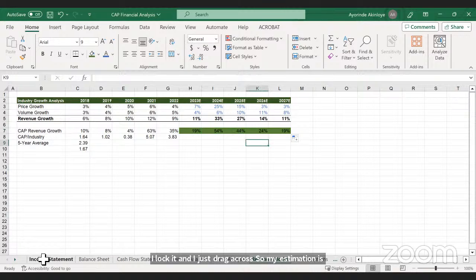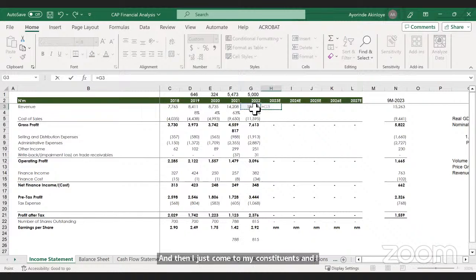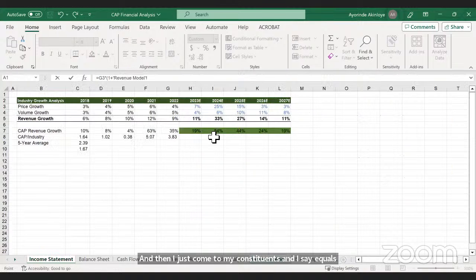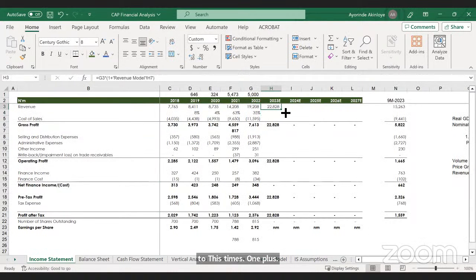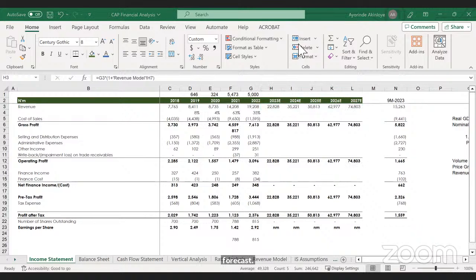And then I come to my income statement and I say equals this times 1 plus this, right? You know how to calculate growth rates now. And then I drag through. And then this will be my revenue forecast for CAP. So everybody, do we understand all this? I want to move fast. Are we good? I assume we are. Yes, okay. So that's the revenue forecast.